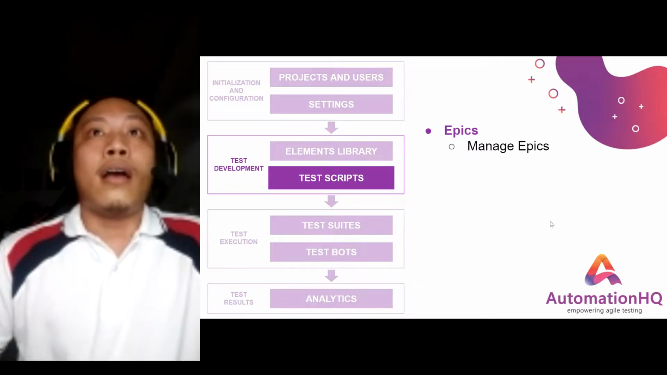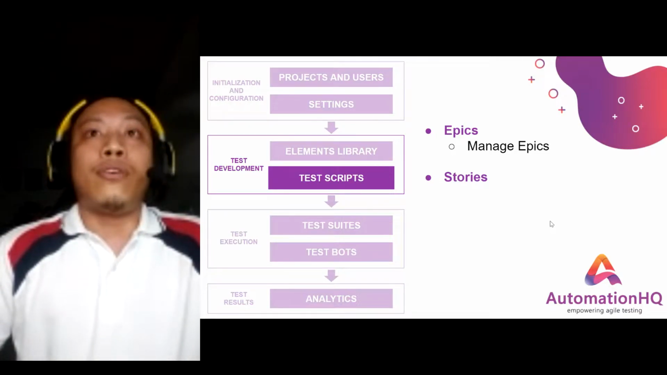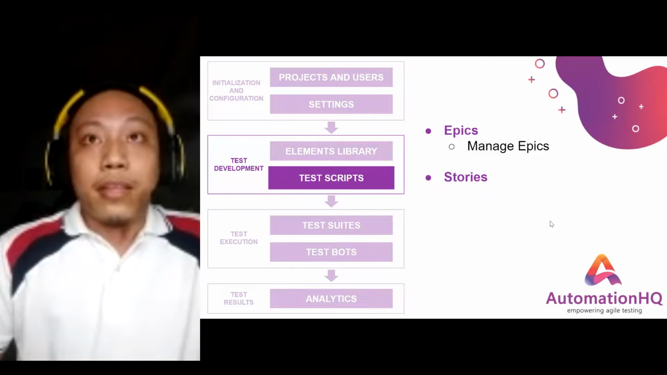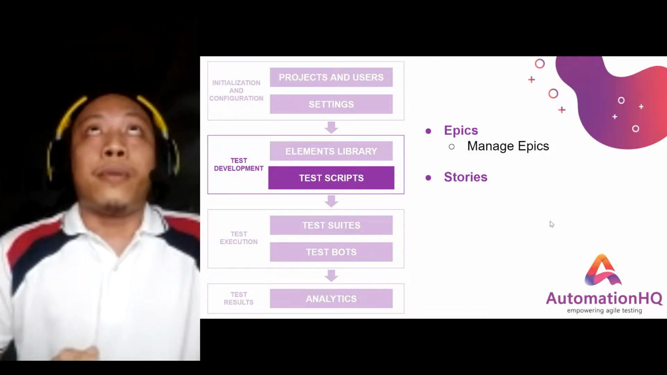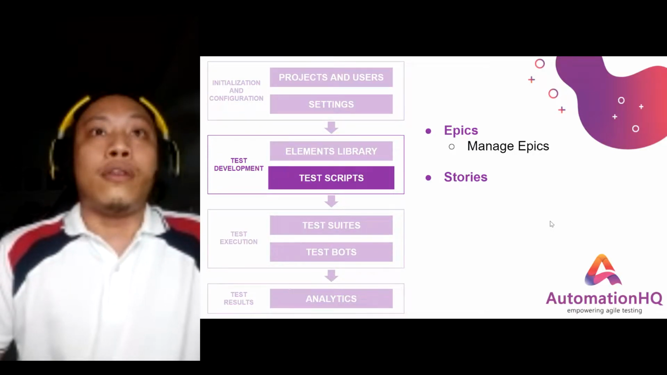And then after creating those epics, we will have the stories. So the stories are basically the collection of the test cases that we are given as manual testers. So, for example, we have a test case, let's say, login module, to verify all of the functionalities of the login module. So it would be a story.